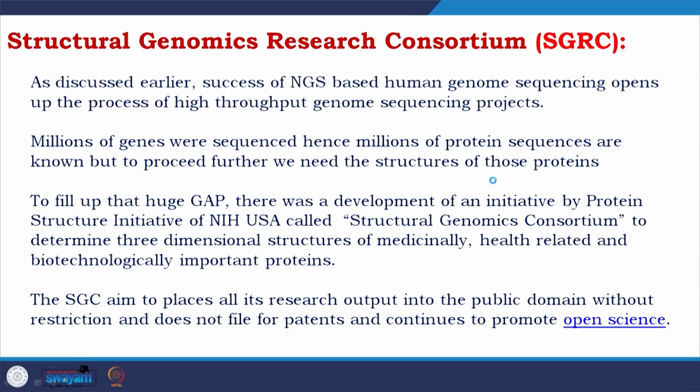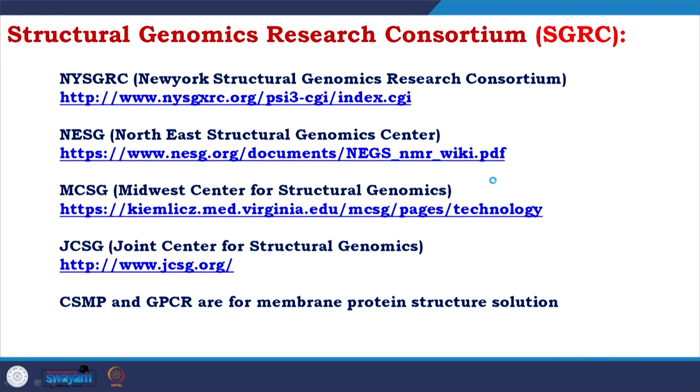By making a consortium, they succeeded so that now they could sequence any genome. So, their initiative is to develop a further consortium which would solve any structures in a high throughput way, especially those which are important. This consortium aims to place all its research output in the public domain without restriction, does not file for patents, and continues to promote open science.